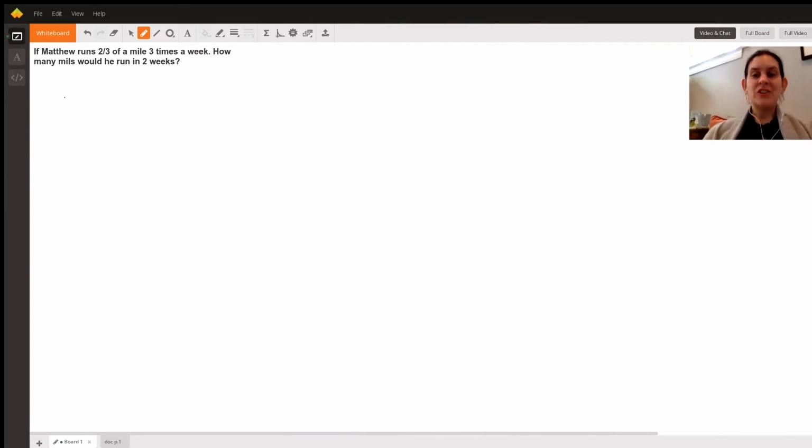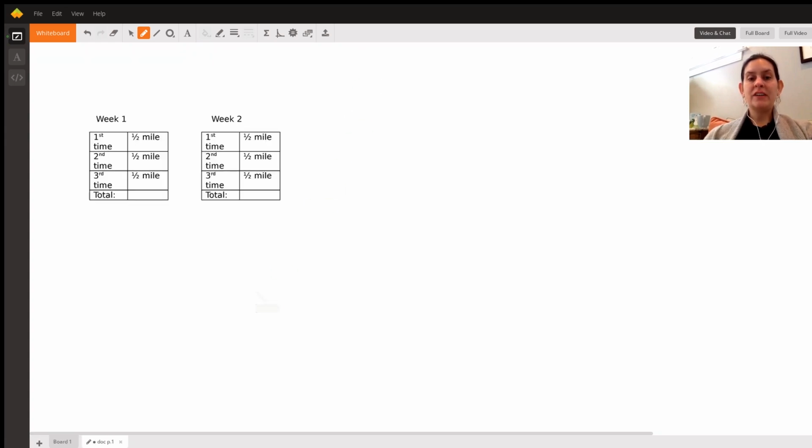There. I saw that you asked a great question about fractions, so I thought I would jump in and help you out a little bit. So you wrote, if Matthew runs 2/3 of a mile 3 times a week, how many miles would he run in 2 weeks? I created a table to see if that might help us figure this out.